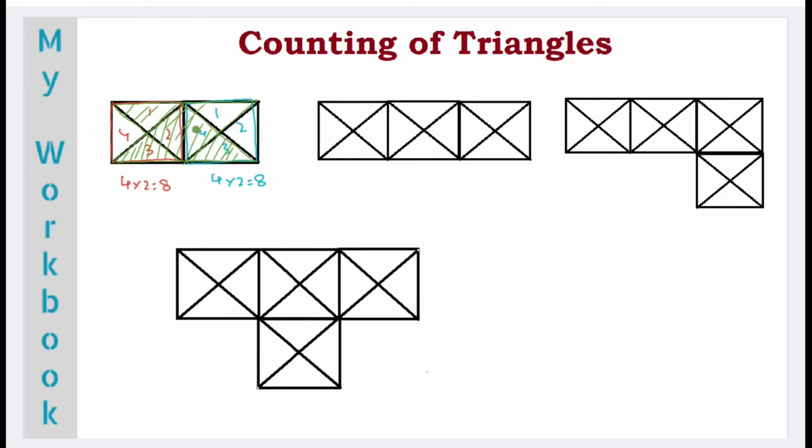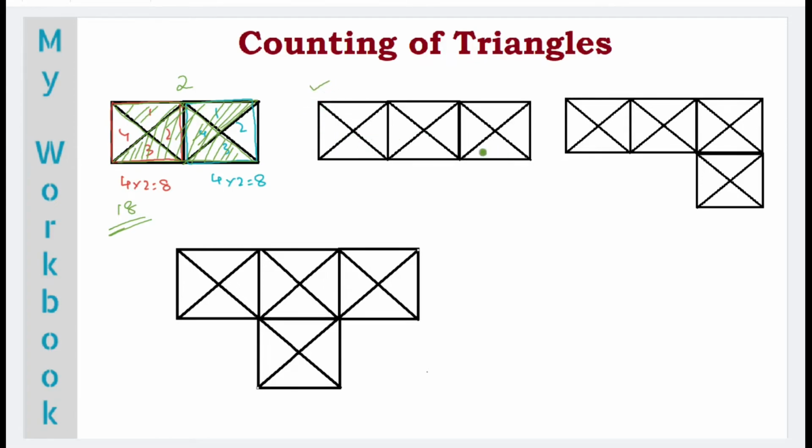So we must not forget to count these two triangles as well. Because of this joint, there are 2 more triangles. So the total number of triangles will be 8 plus 8 plus 2. It will be 18. Let's move on to the second image here.